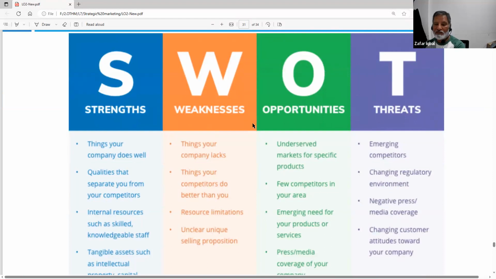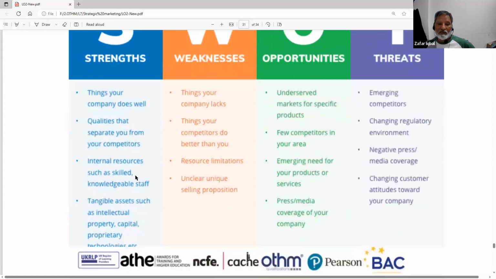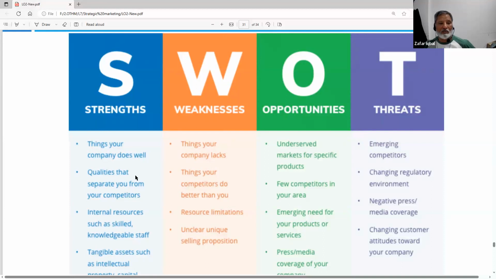internal position of the organization. We can use this tool as well, whereby we look at the things that the company does well, the quality its products bring compared with its competitors. We look at the internal resources, we look at the assets, and to what extent we are using our assets to the best of our ability. We look at what we are good at, what we are strong in, what products we have of good quality, and how we fare against our competitors.